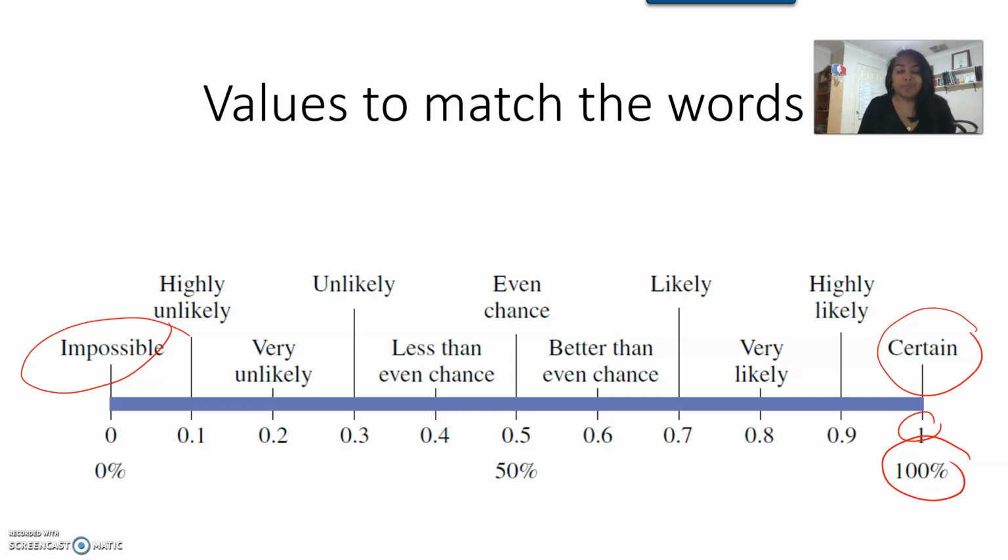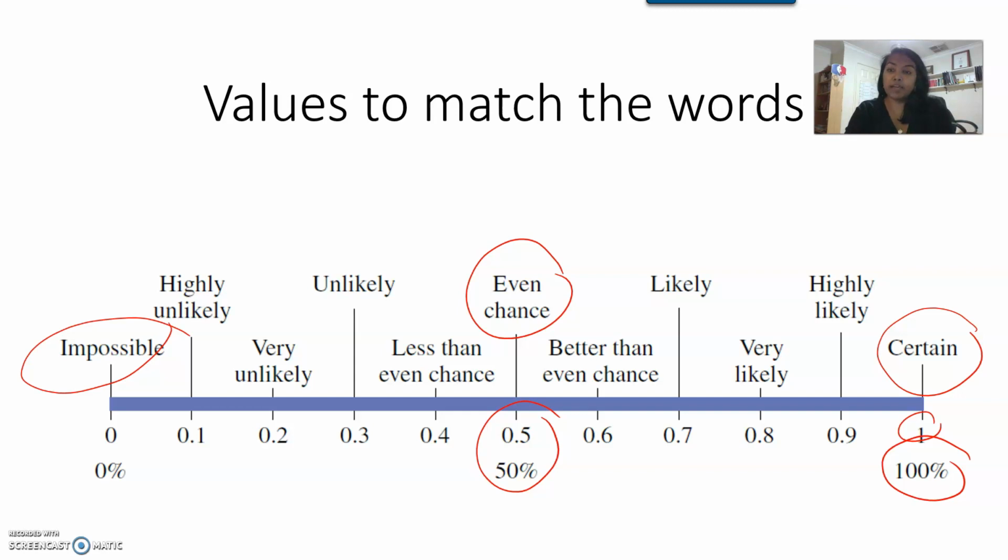So 0. Even chance means it's at 50%. So it's, for example, heads or tails. That's a 50% chance because there are only two options you can get. And then you've got everything in between. You need to be familiar with what the terminology matches with the actual words.